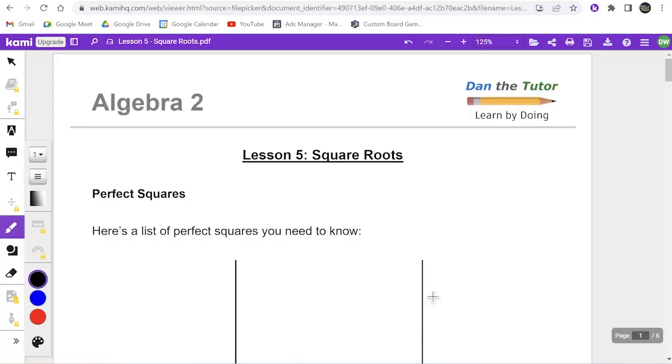Hello everyone and welcome to Lesson 5 of Algebra 2. Today we're going to be talking about square roots. Not just what a square root is, because you probably already know that, but we're also going to be talking about how to solve equations using square roots. This is one of the tougher things that you will not see in Algebra 1, but you will definitely see in Algebra 2. Or maybe you see it in Algebra 1, I honestly forget. But I promise you'll see it in Algebra 2.